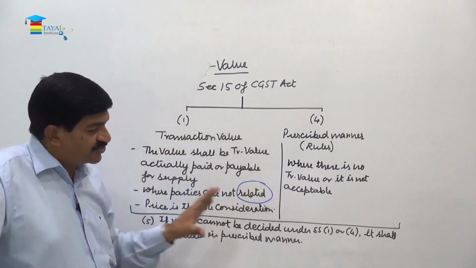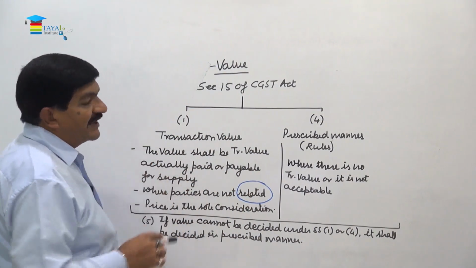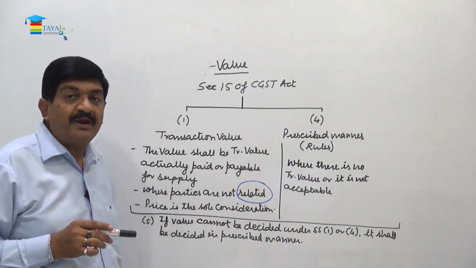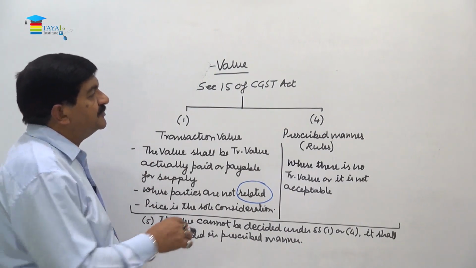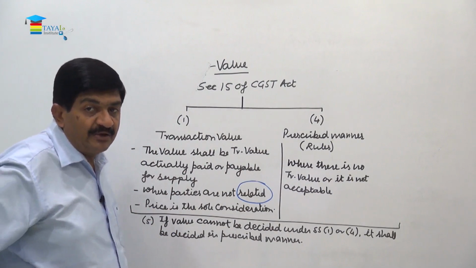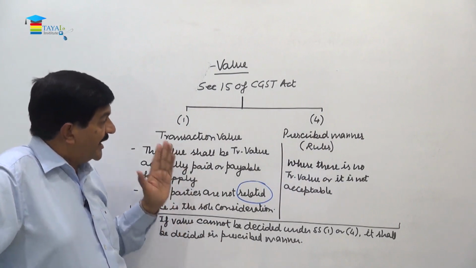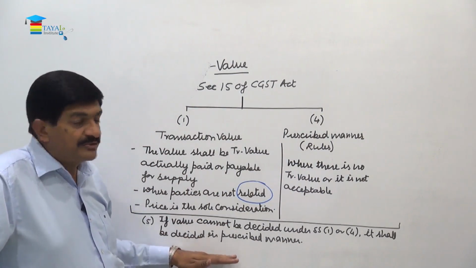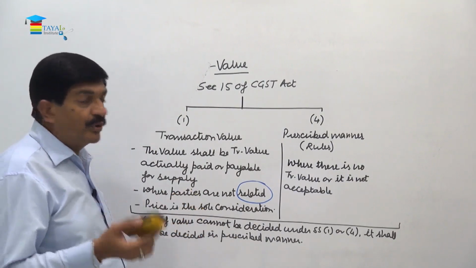So this is just the structure of section 15, right? So subsection 1 says transaction value, the value shall be the transaction value which is actually paid or payable for the supply where parties are not related and price is the sole consideration. Subsection 4 says if you cannot decide the value as per subsection 1, then the value shall be determined in the prescribed manner. It means that is again rules. And where value cannot be decided in subsection 1 and 4 also, then again question comes back to the rule, that is in the prescribed manner. Okay. Now I'm going back to subsection 1 again because something more has to be added therein.